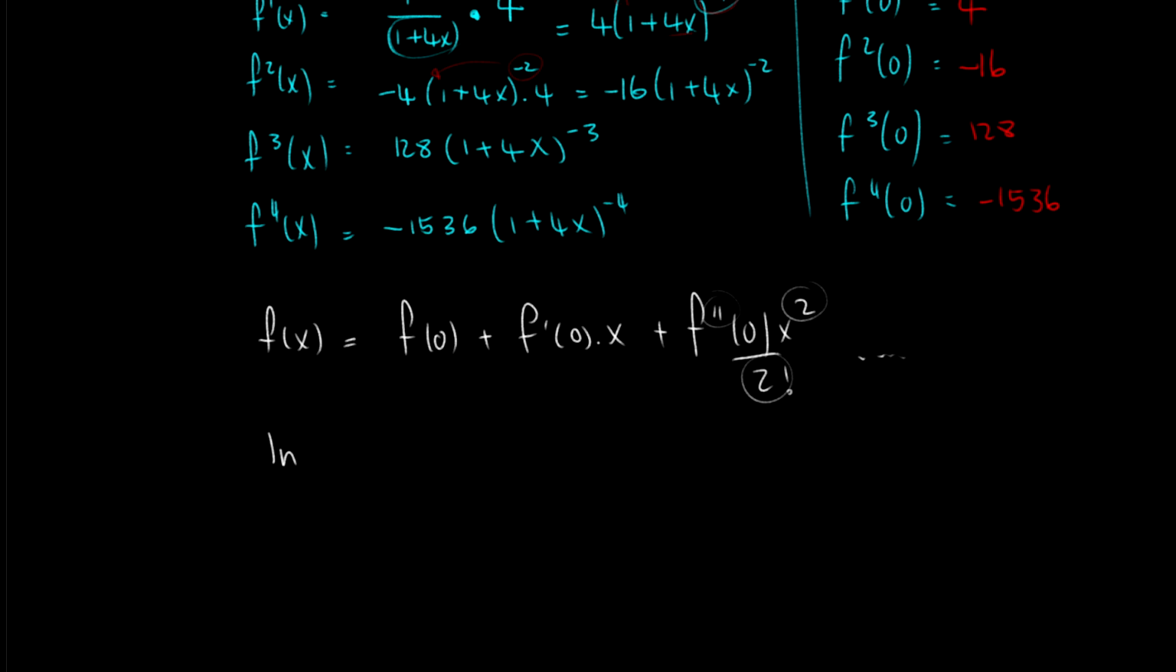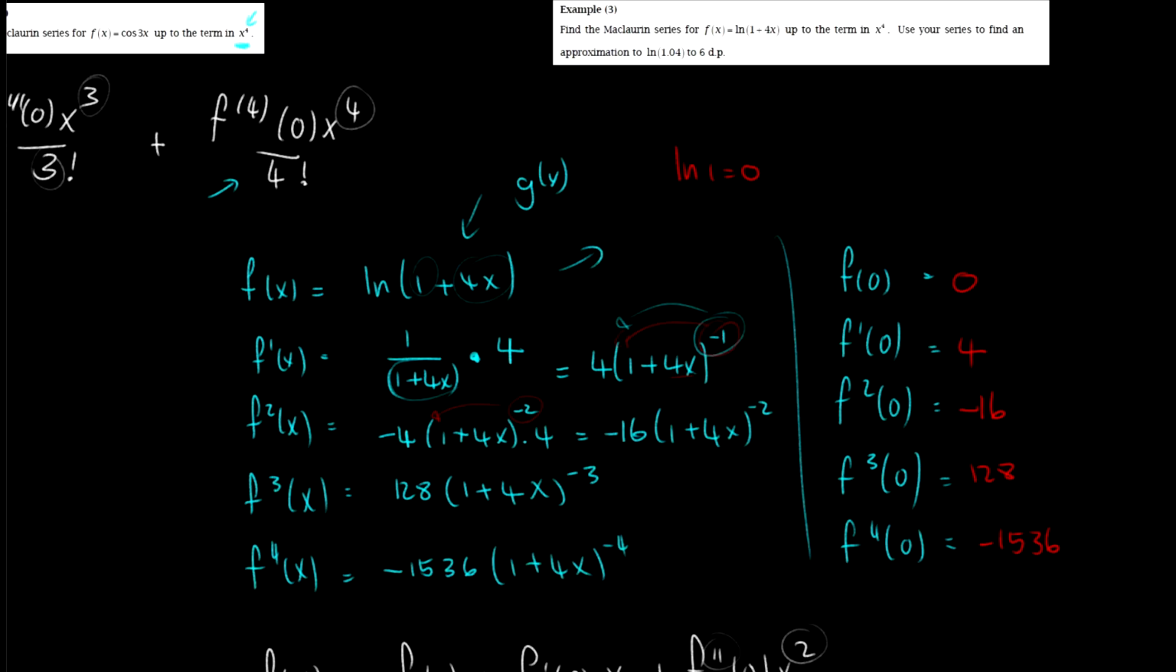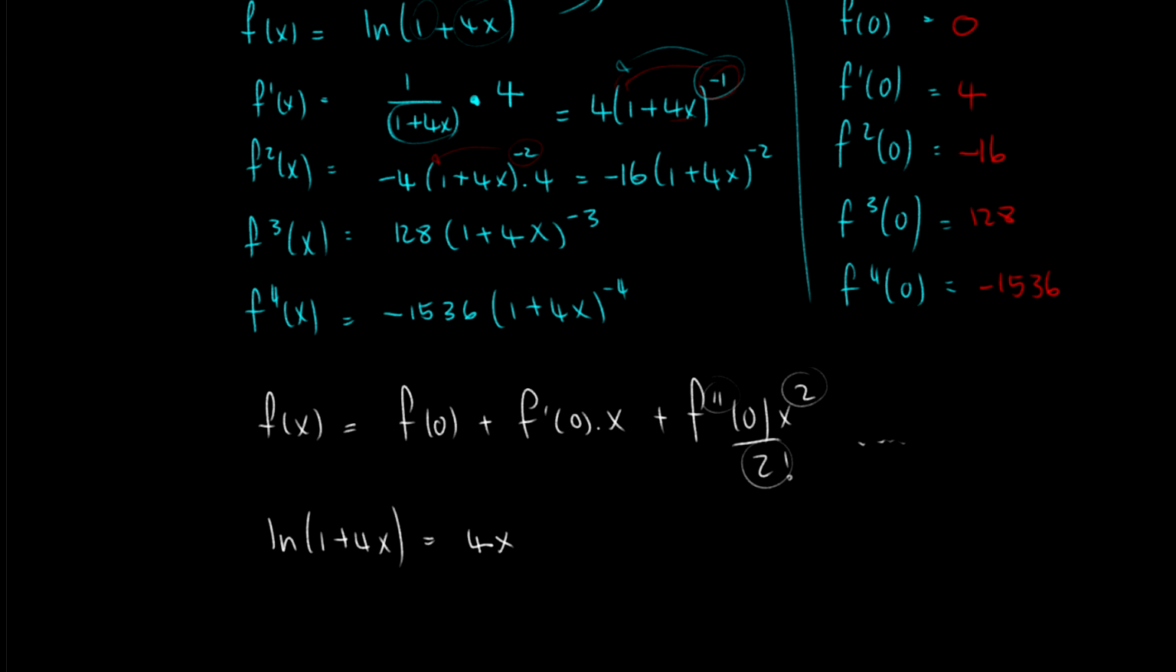So we can then say ln of 1 plus 4x is equal to f of 0, which was 0, plus f prime of 0, which was 4, so we get 4x. They only want up until the fourth term. Plus f double prime of 0 x squared, and f double prime of 0 was negative 16, so negative 16 x squared over 2 factorial. You just take these numbers and plug them into the Maclaurin series. Very simple. Plus 128 x cubed over 3 factorial, minus 1536 x to the fourth over 4 factorial.